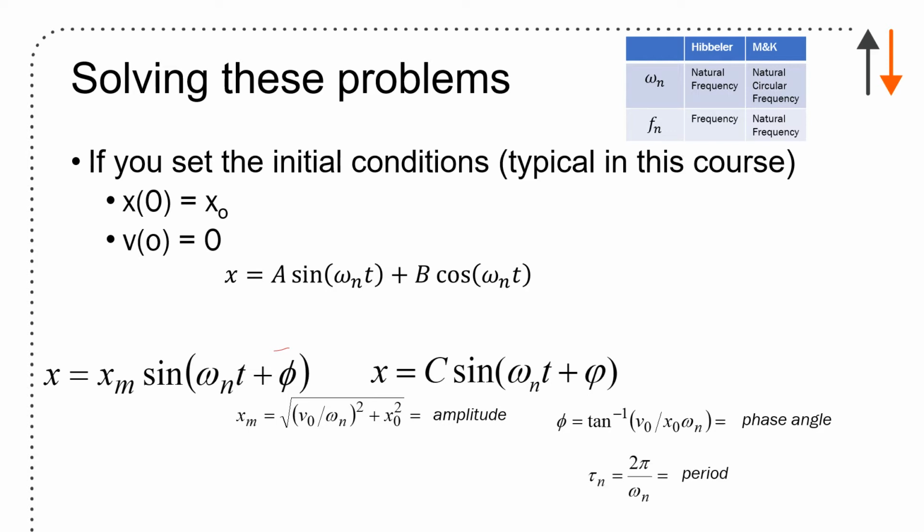Phi is just the phase angle, so it allows the sine at 0 to not necessarily be 0, so that if you're doing a problem where you have an initial displacement, you can cover it. And that's going to be inverse tan of v naught over x naught omega_n. And that's your phase angle.